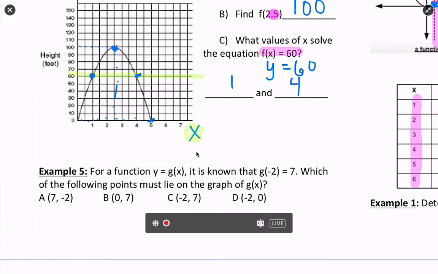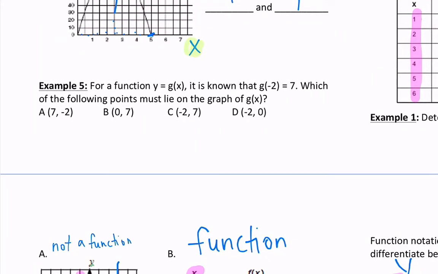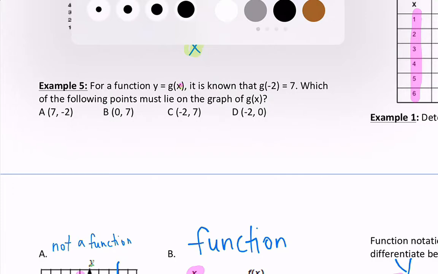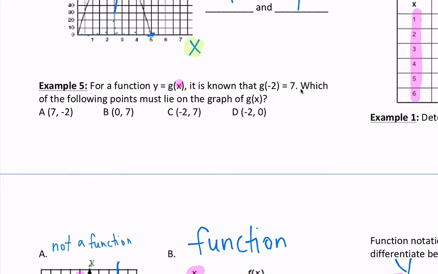Okay, for this next question. Students freak out on it, but it's not really that bad as long as you understand how to read function notation. So, for a function y equals g of x, we know that this was just a special way of writing y. So it is known that g of negative 2 equals 7. Well, remember, the number on the inside of the parentheses is x. So if I look here, I know the number inside the parentheses is negative 2, so that means that's my x value.